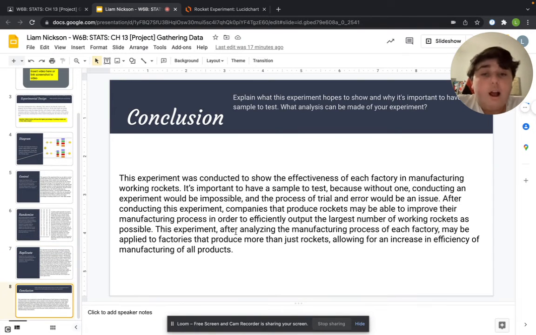Conclusion. This experiment was conducted to show the effectiveness of each factory in manufacturing working rockets. It's important to have a sample to test because without one, conducting an experiment would be impossible, and the process of trial and error would be an issue.